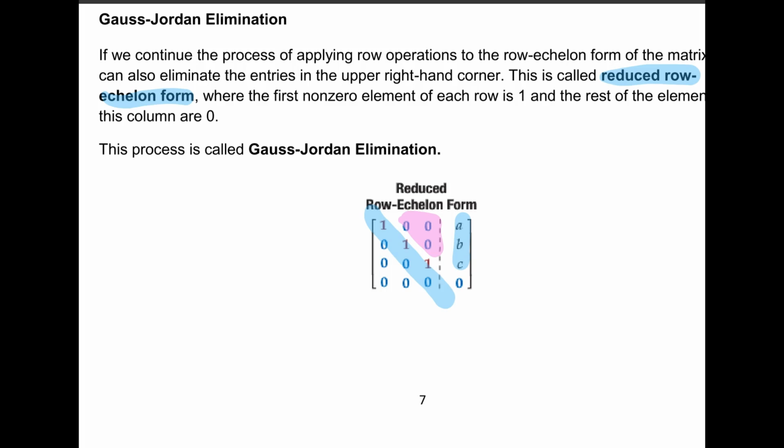In the blue? It was the 1s, because the 1s are the coefficients. The first non-zero of every row is 1, and the rest are 0.